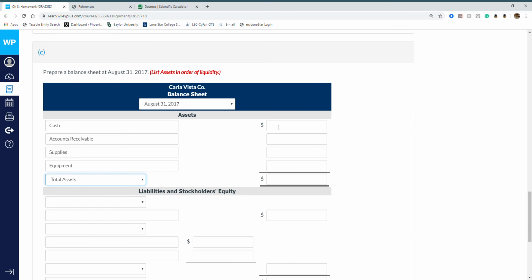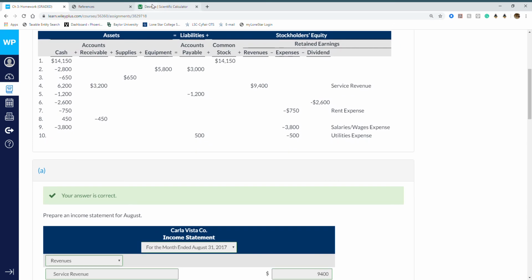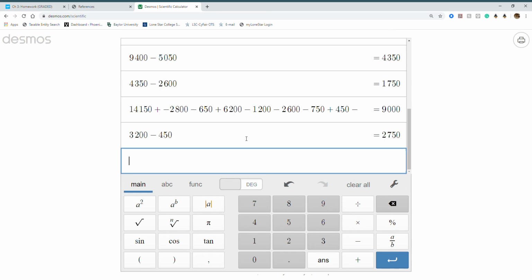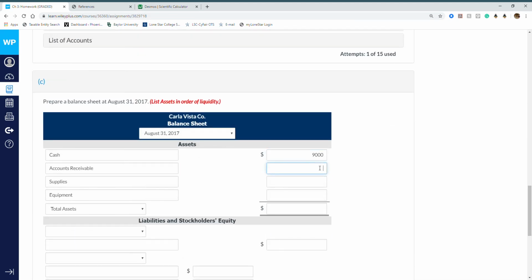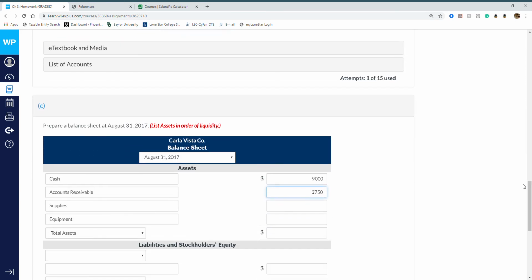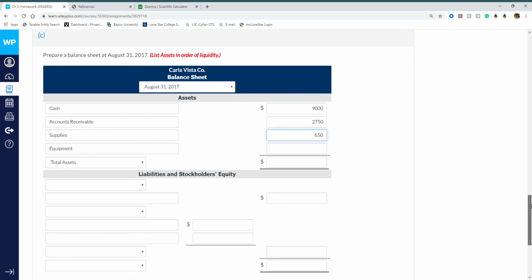So $9,000. Accounts receivable only had two numbers. Basically, we put out a bill. They paid. So they still owe us $2,750. Supplies. We only had the $650. And then equipment, $5,800.